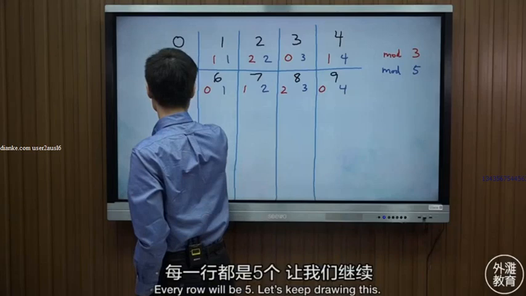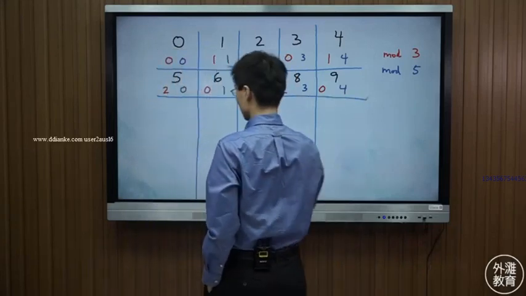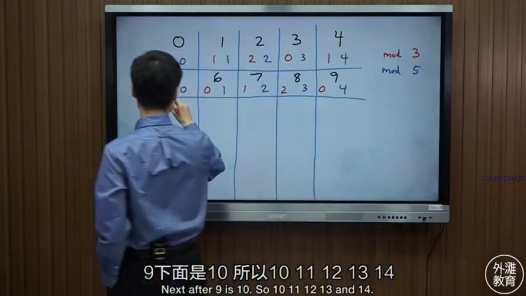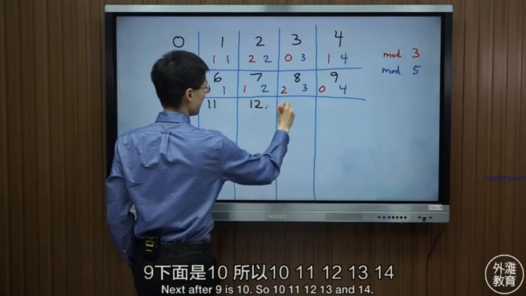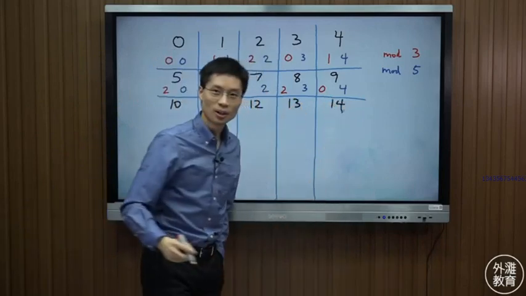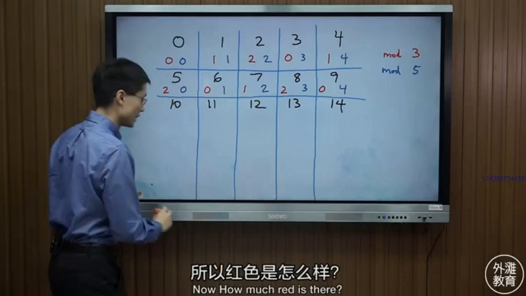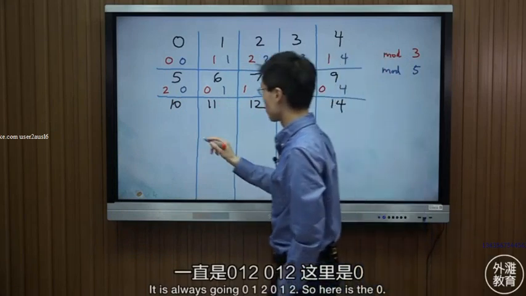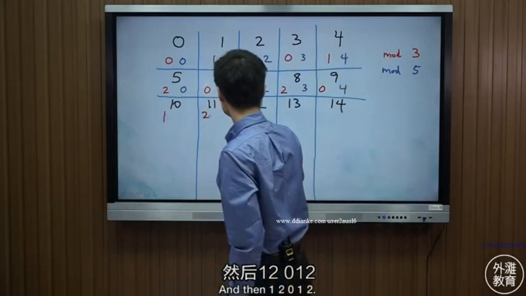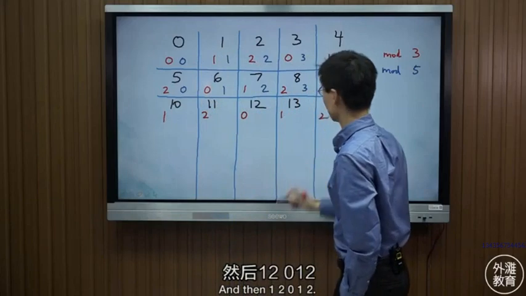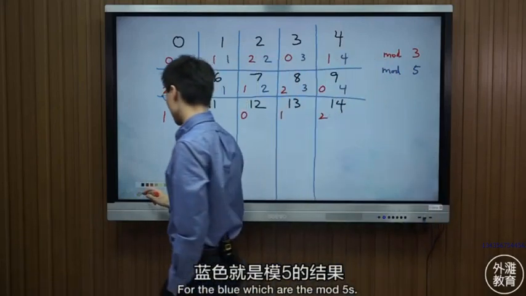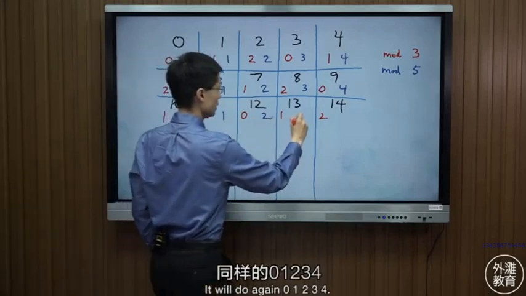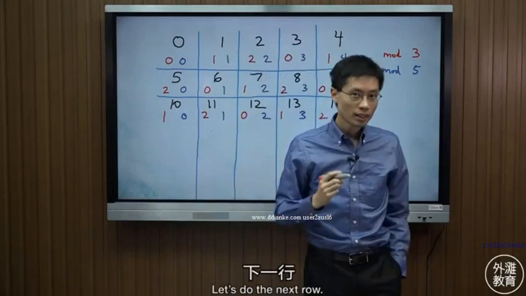Let's keep drawing this. Next, after 9 comes 10. So 10, 11, 12, 13, and 14. Okay, now how much red is there? It is always going 0, 1, 2, 0, 1, 2. So here's the 0, and then 1, 2, 0, 1, 2. For the blue, which are the mod 5s, it will do, again, 0, 1, 2, 3, 4. Let's do the next row.